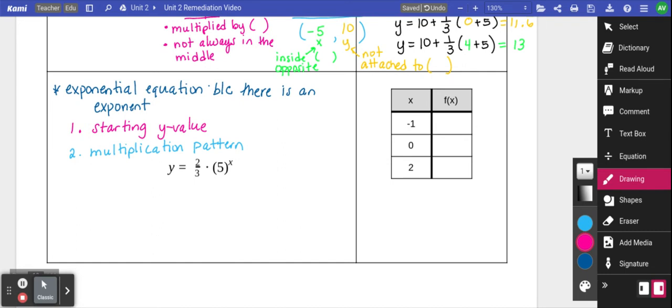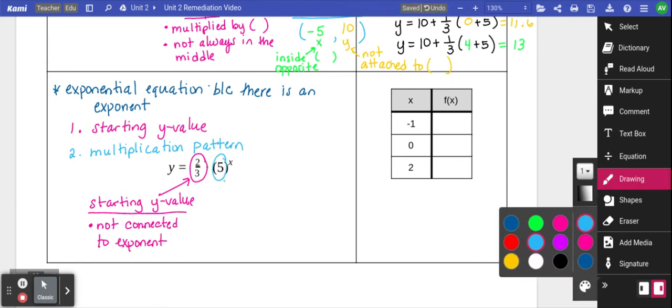So the starting y value is always going to be the number that is not connected to the exponent. So in this case, it would be the 2/3. The second number that we're going to find is the multiplication pattern. In this case, that's going to be the 5. This is going to be the number that is the base of the exponent. So anytime you see an exponent, the multiplication pattern is always going to be the base.